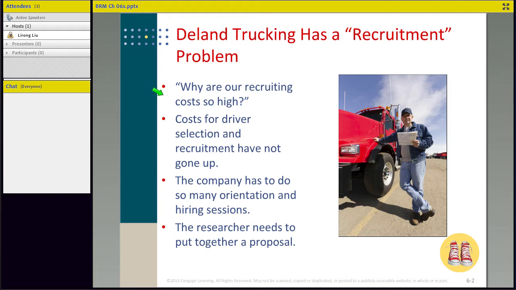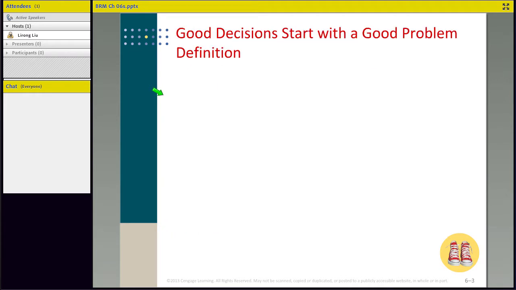Usually the manager or the owner, for this case, might be too focused on the symptoms. To him, his view most likely will be, well, I want a researcher to help us reduce the recruiting cost. Okay, maybe cut some orientation sessions, maybe cut some selection procedures, things like that. So he might be more focusing on how do I deal with the issue I view, or how do I deal with the symptom I see. Okay.